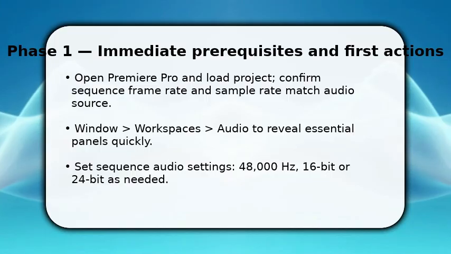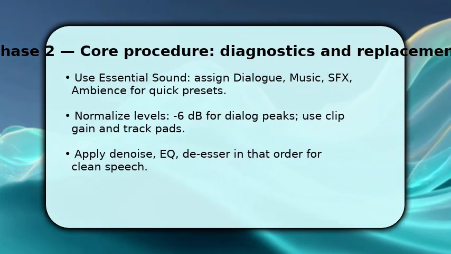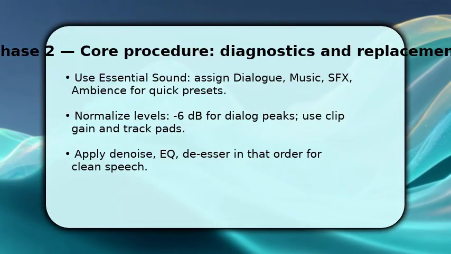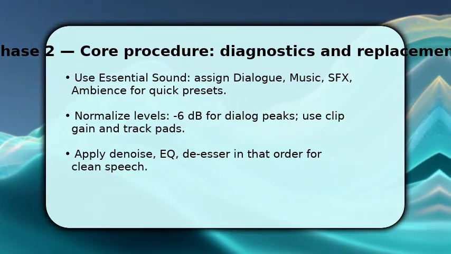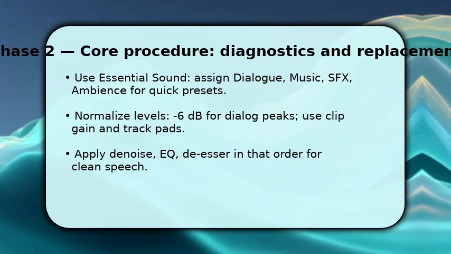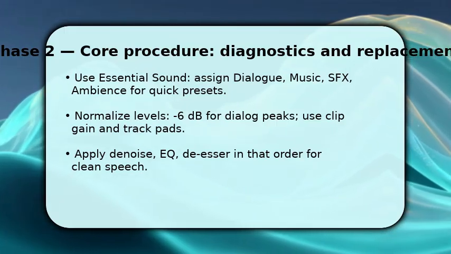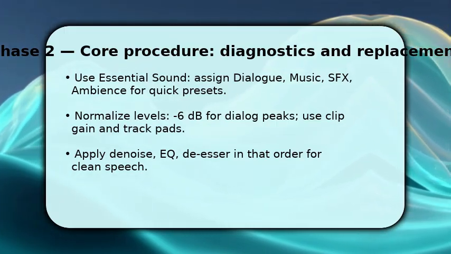Now, assign roles with Essential Sound so Premiere applies relevant controls automatically. Mark clips as dialogue, music, SFX, or ambience. You'll then normalize dialogue peaks to about -6 dB and adjust clip gain for consistent RMS levels. Use the Match Loudness tool for batch work.